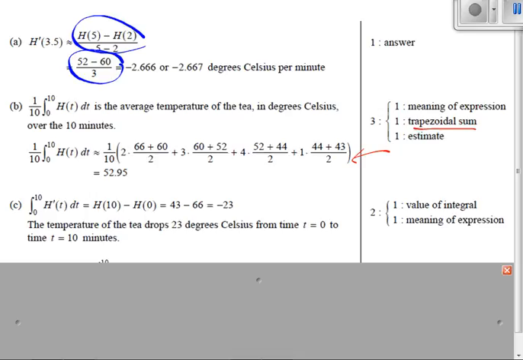Even if I don't know what to do with this, I know the antiderivative of h prime is h. So let's just do what it says. Then I'll interpret it. Okay, temperature of the T drops 23 degrees Celsius in the first 10 minutes. Okay, so it's really not that bad. Pardon? Okay, if you check your trapezoidal rule, you can.